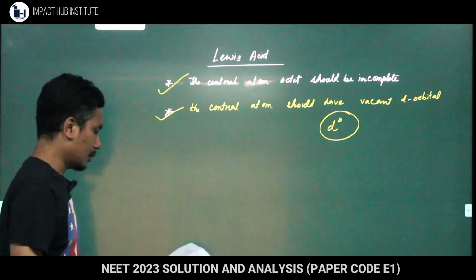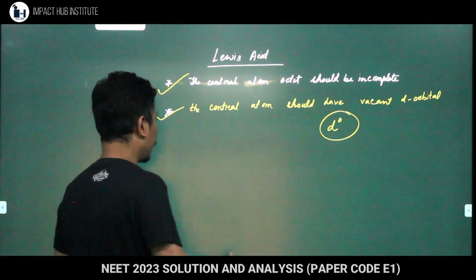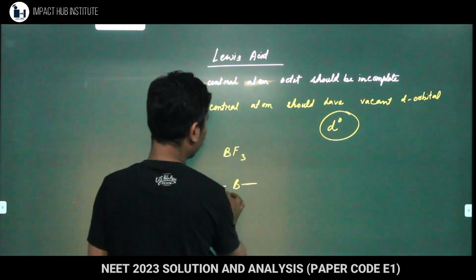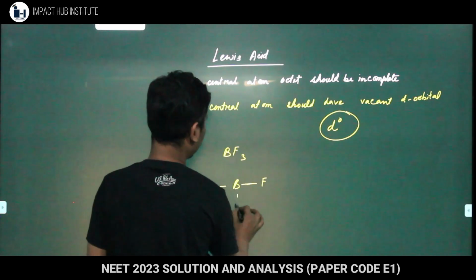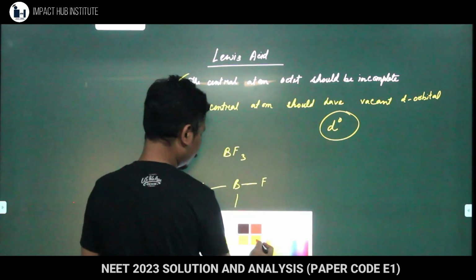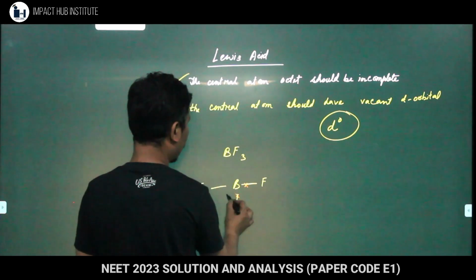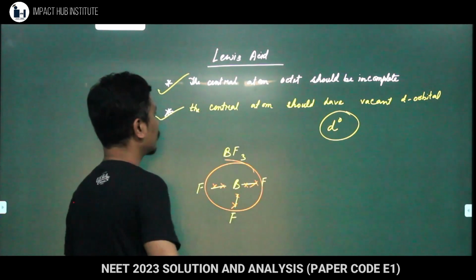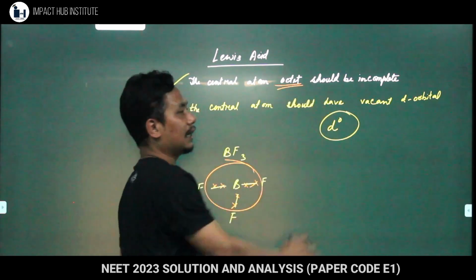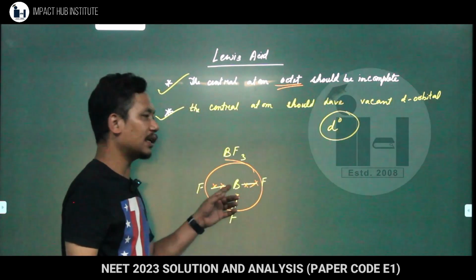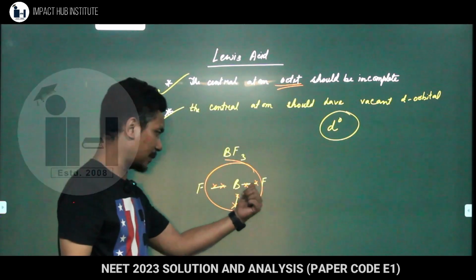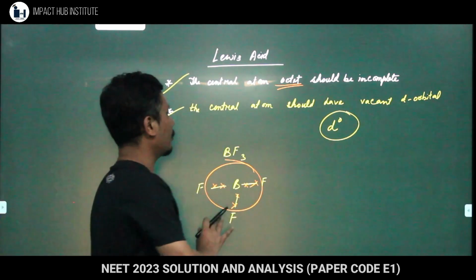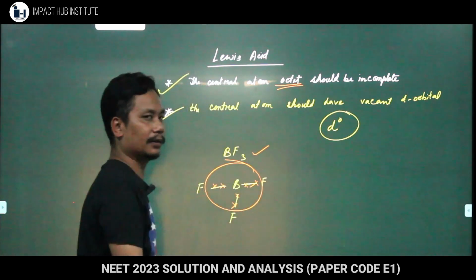So clearly here the answer is BF3, because when you see boron, its valence electron is 3. Fluorine will donate 1 electron each, so its octet is incomplete. The central atom's octet is incomplete, so it is not having 8 electrons in the valence shell. This is the central atom. How many electrons? 6. So the answer will be BF3, your Lewis acid here.